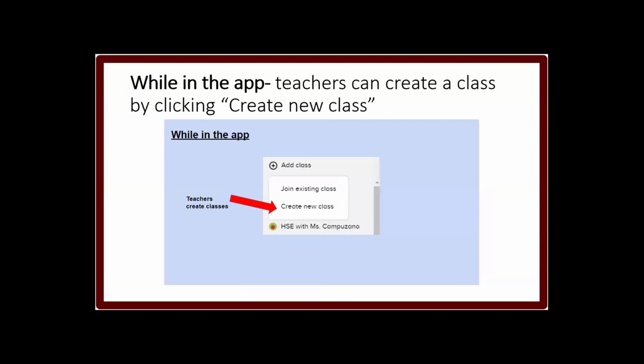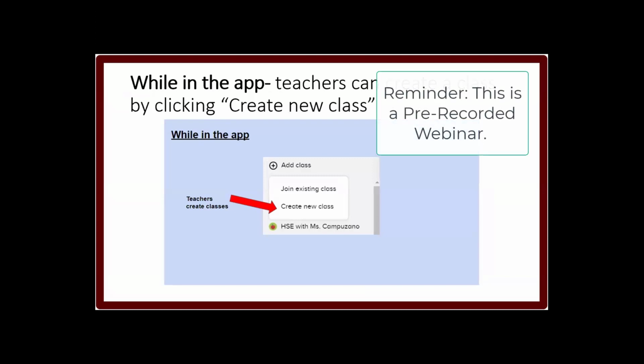If you are in the app, if you're using your phone, you might have seen something like this. So above, there are 3 lines on the top left-hand side, and you would click there, and that's where you create a class. Same steps, it just looks a little different. Any questions about creating a class?